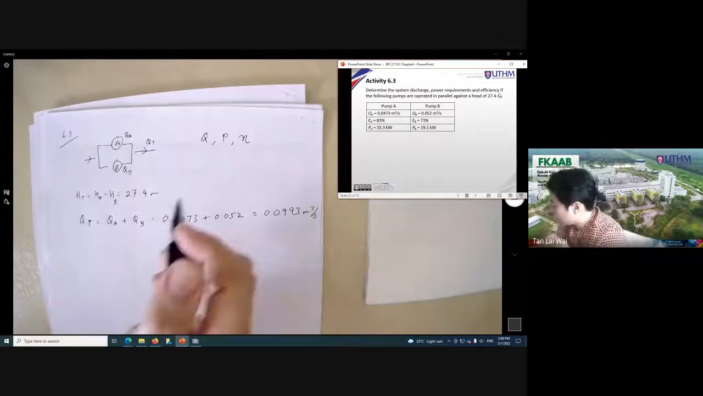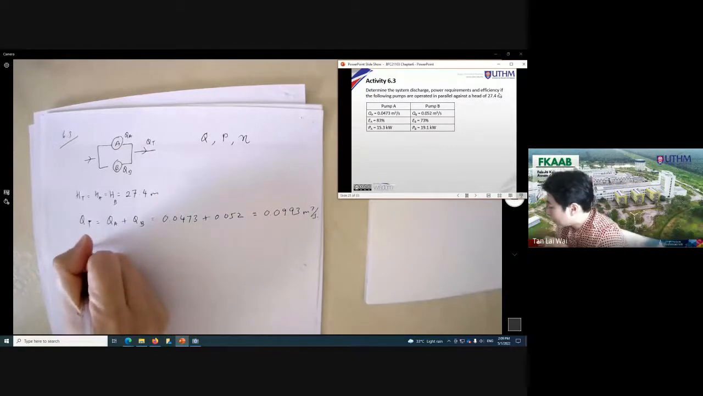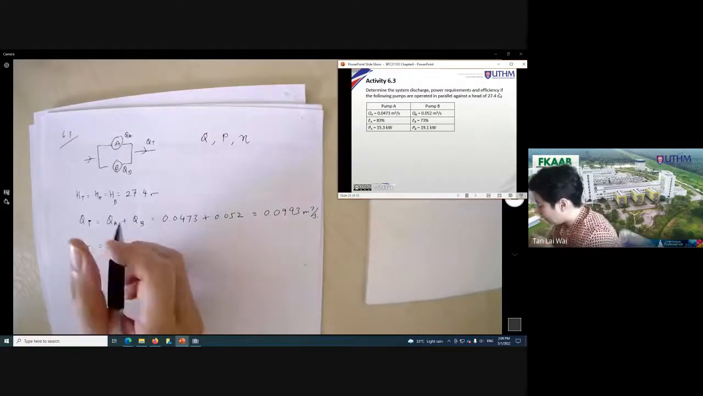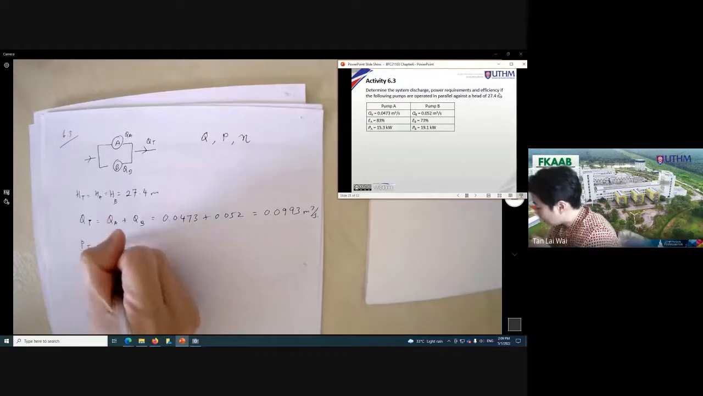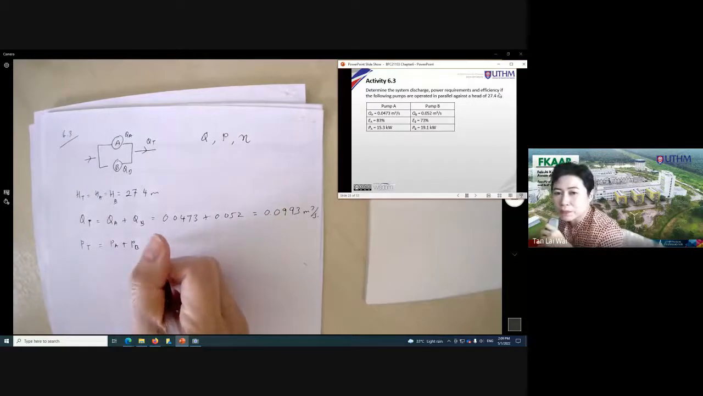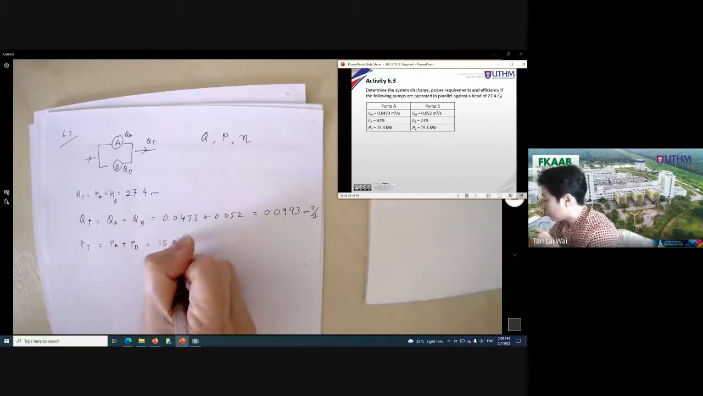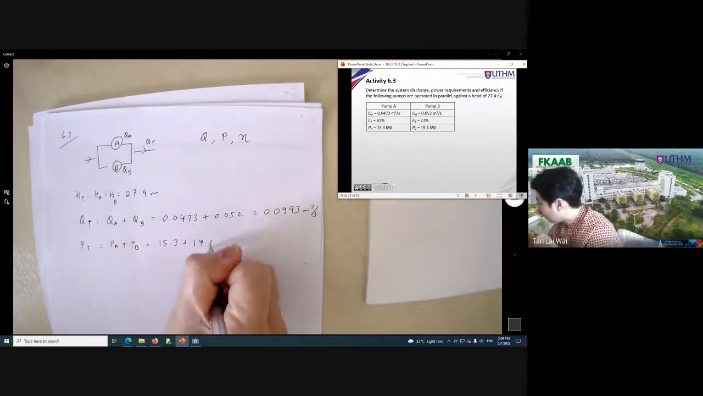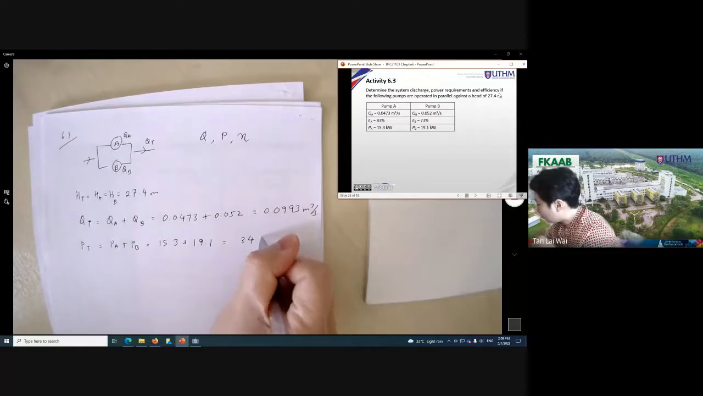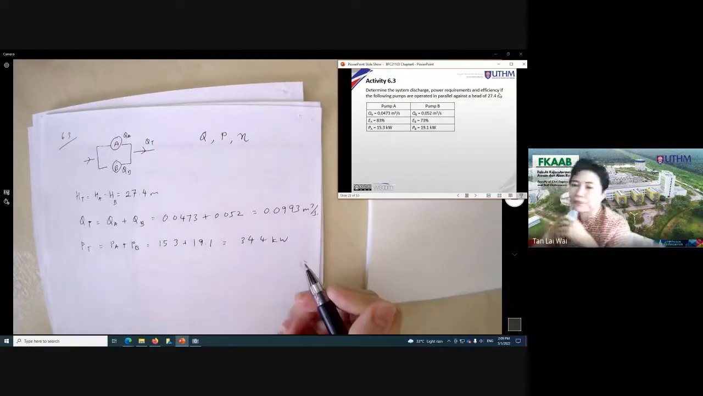How about power? Power, regardless of whether a pump is installed in series or parallel, is the addition for all the pumps. All the power produced by the pump, which would be PA plus PB. If you look at the table provided, that would be 15.3 plus 19.1. That is 34.4 kilowatt.